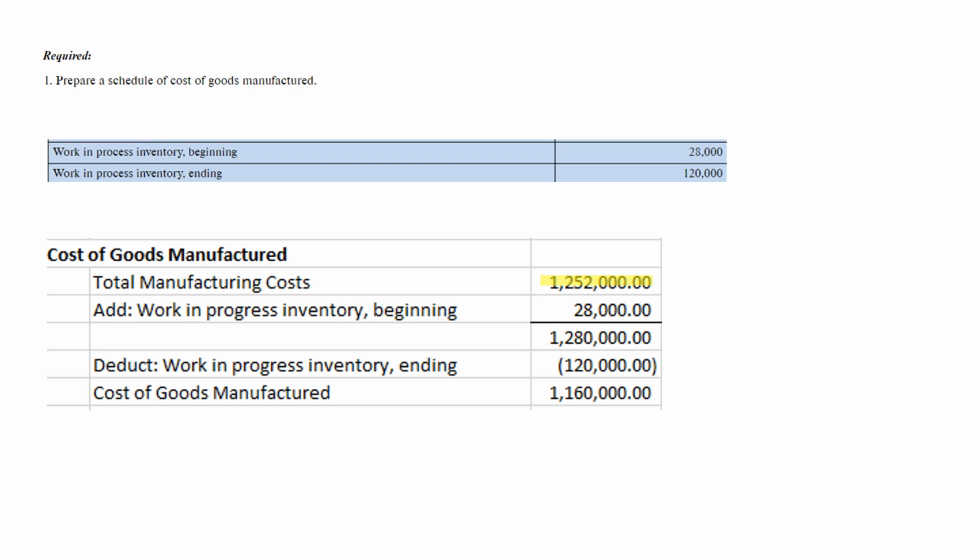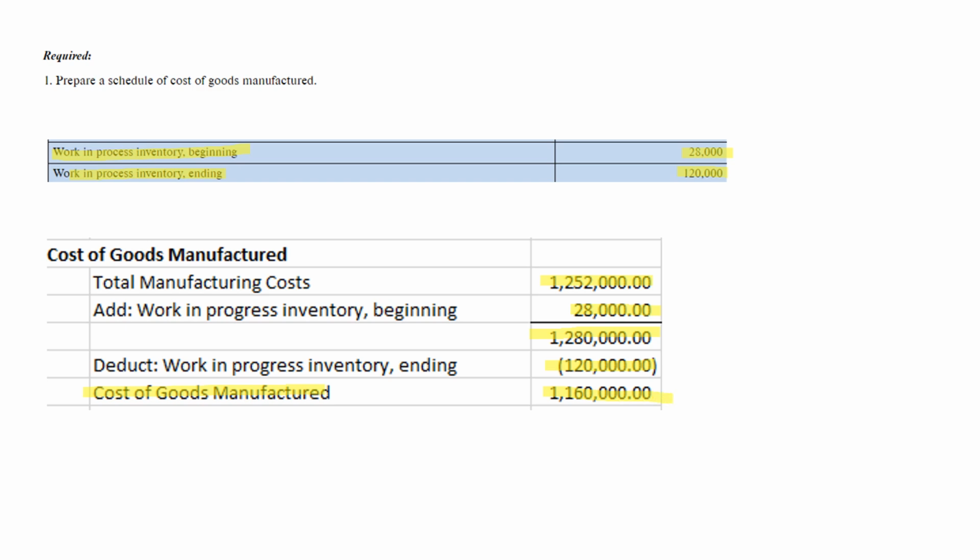And then this is going to look a lot like our other schedules. So we're going to add in our work in progress inventory beginning. So this is all of the stuff we had already started to manufacture that was ready to go. And it's here, this 28,000. And then once we get this total of 1.28, we're going to deduct our ending inventory of 120,000, which was here. And so we're going to get our total cost of goods manufactured of 1.6 million.